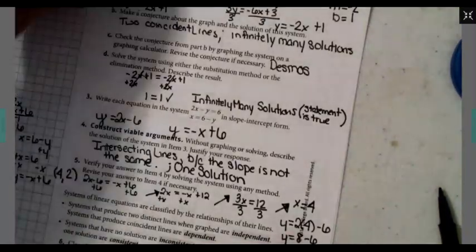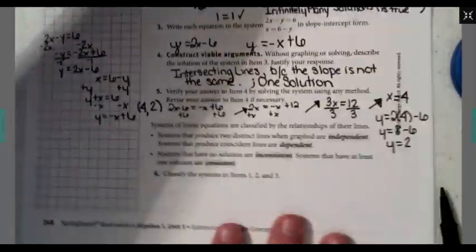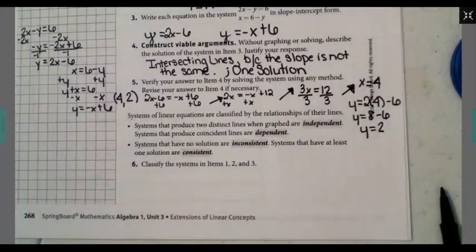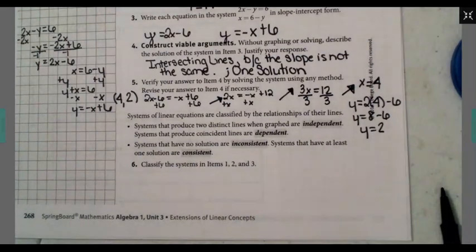All right, let's take a look at this next part. Question 6 says, systems of linear equations are classified by relationships of their lines. Systems that produce two distinct lines when graphed are independent. Systems that produce coincident lines are dependent. So if I get 2 lines, it's independent. If I get 1 line, it's dependent.